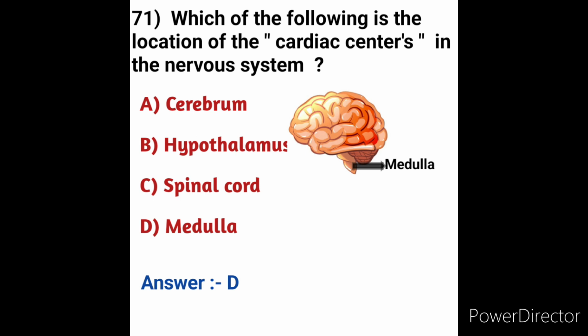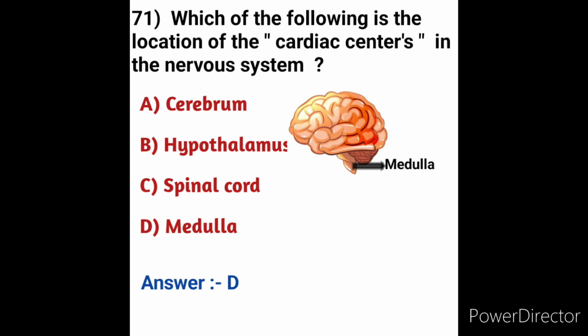The medulla oblongata is the cardiac center of the nervous system. The cardiac center regulates heart rate through the nervous and endocrine systems. So the cardiac center is the medulla. So here option D is the correct answer.